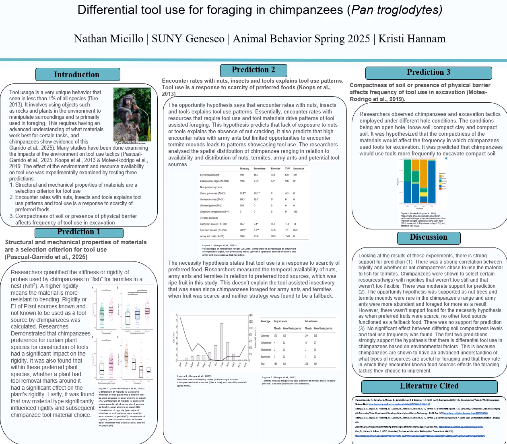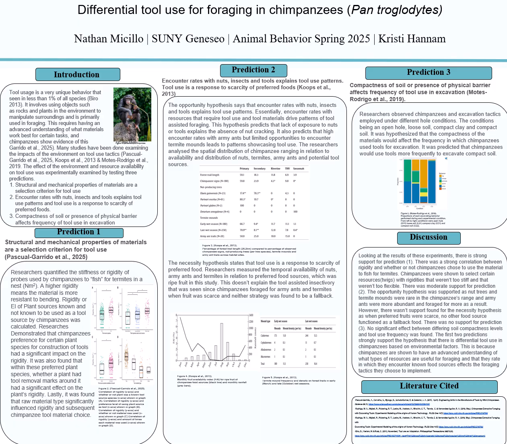Okay. And looking at the results of these experiments, there is strong support for prediction 1, that the structural and mechanical properties of materials are a selection criterion for tool use. There was a strong correlation between rigidity and whether or not chimpanzees chose to use the material to fish for the termites. Chimpanzees were shown to select certain resources, majority of the time twigs, with rigidities that weren't too stiff and that weren't too flexible so that they could conform to the shape of the termite hole.